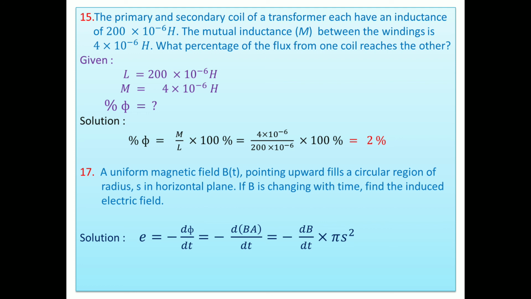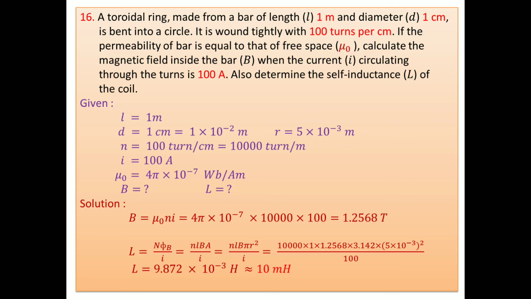So E equal to minus d phi by dt, minus d(BA) by dt. Flux is B into A. And thereafter the circular region is taken, means area is pi r square. But here radius R is given, so you can take pi R square. So minus dB by dt, and flux changes means magnetic field changes, so minus dB by dt into pi R square. This is your answer.